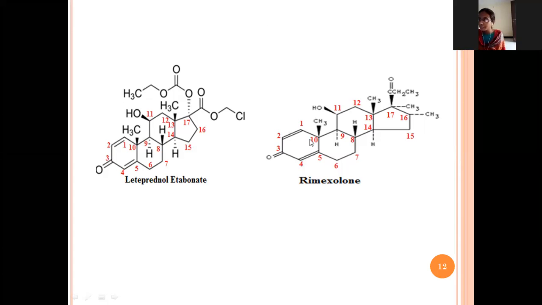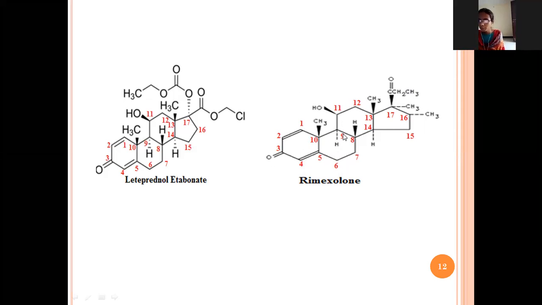Next structure is, if you see the structure, this is the phenanthrene ring, and this is the cyclopentane. In the third position oxygen, in 11th position hydroxyl group, in 10th, 13th, 16th and 17th position 4 methyl groups are there, and here in the 17th position 1, 2, 3 carbon atoms are there, means propane. So this is a propanol is present.